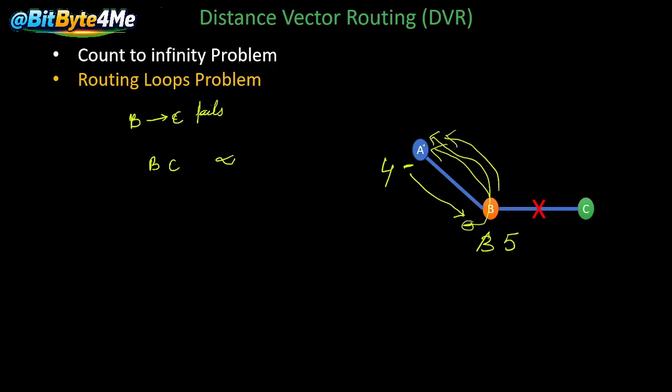Again, A updates its table. It says that B can send data in 5 hops, and A can send data to B in 1 hop. So the total distance is 6 hops. Continuously they increase the hops: 5, 6, 7, then it makes it 8, then 9, and it goes up to infinity. So that's the count to infinity problem.